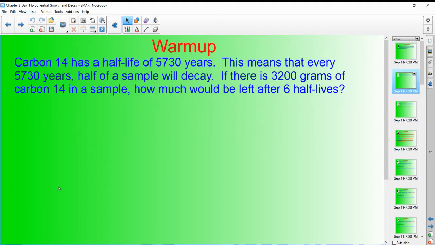So carbon-14 has a half-life of 5,730 years. This means that every 5,730 years, half of the sample will decay. So after every 5,730 years, we're left with half. So we start with 3,200 grams of carbon-14 in a sample. How much is left after 6 half-lives? So go ahead, pause the video, try it out. You might not need a formula, but how could I figure out how much is left after 6 half-lives?